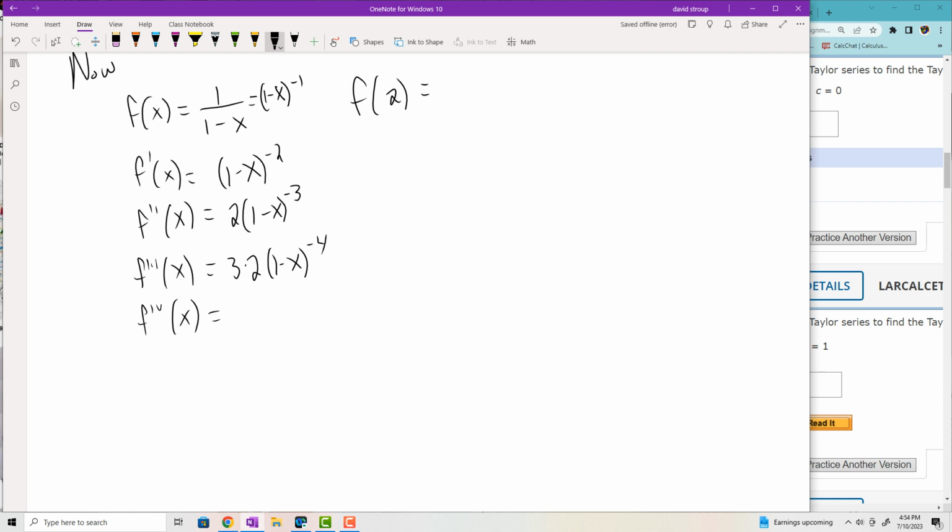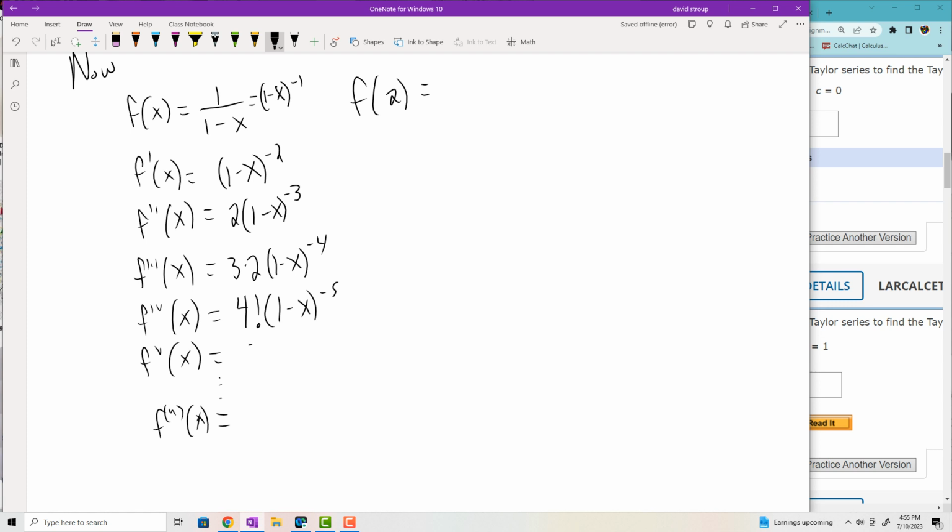3 times 2 is the same as 3 times 2 times 1, which is basically 3 factorial. Bring down another 4, factor of 4, you get 4 factorial. I'll just do one more. And it's kind of clear what the pattern is, right? So you just go until you see a pattern for the nth derivative formula.